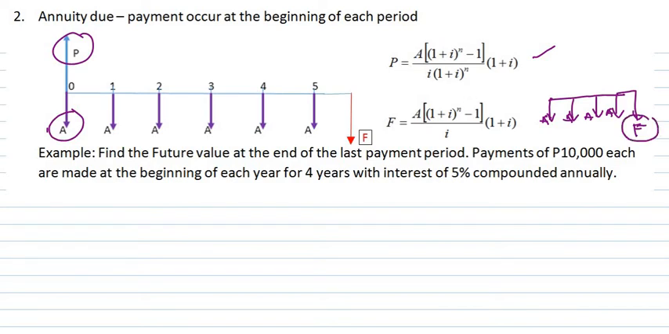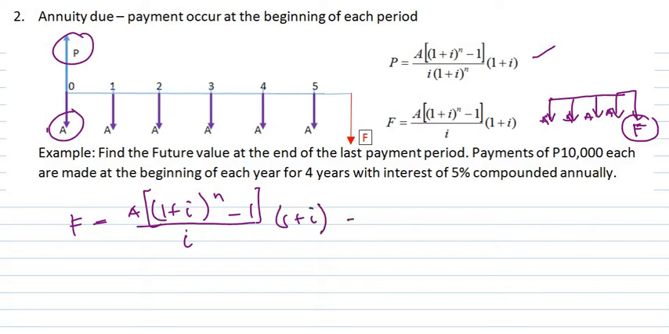So when we solve F, we simply use this formula. F is equivalent to A, the series of equal payments, times (1 plus I) raised to n, minus 1, all over I, and then times (1 plus I). So we simply substitute our values. We have here 10,000 as our annuity.